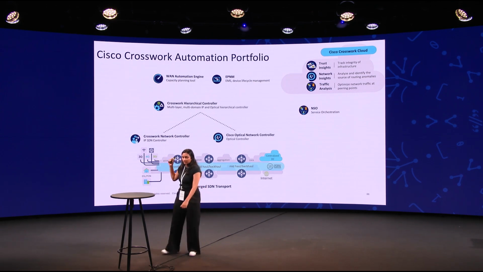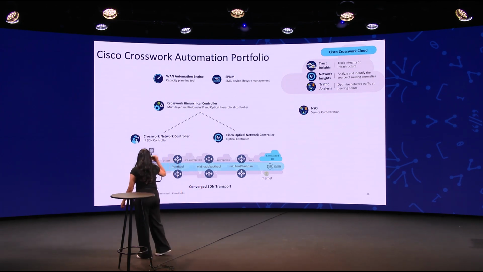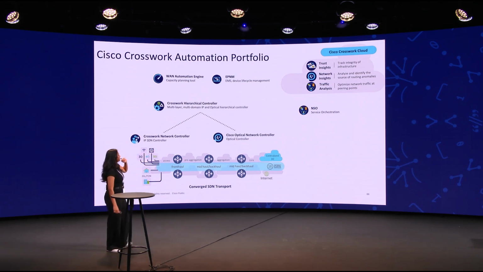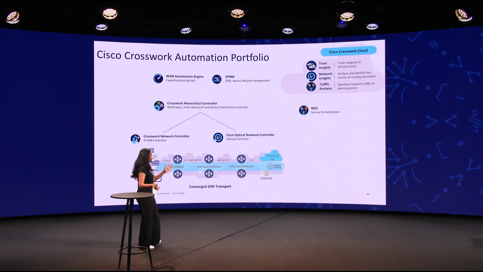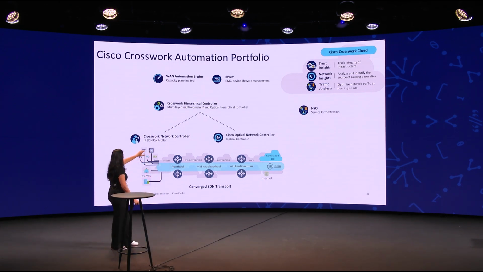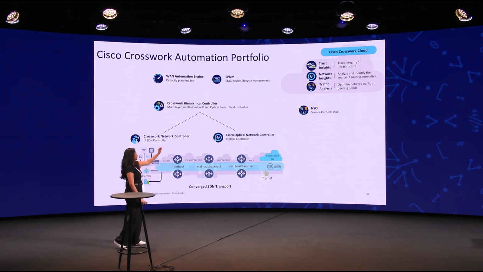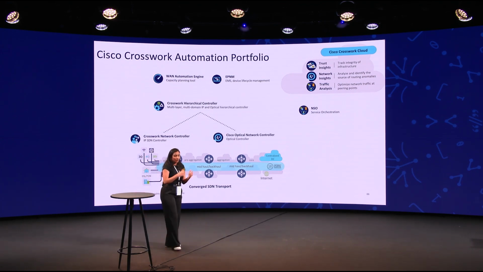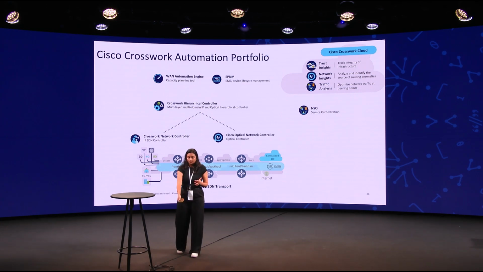And then we also have Crosswork Cloud, which is Trust Insights, Network Insights, and traffic analysis. I'm not going to touch upon those too much, but if you're interested, it's on the Crosswork Cloud website, or you can find one of us and we can talk to you about it a little bit. So this is where CNC sits in our portfolio. There's an invisible line now connecting CNC with NSO, and we're going to talk about how NSO really brings in the orchestration part of the Crosswork automation portfolio.